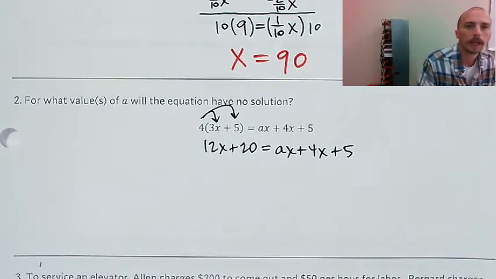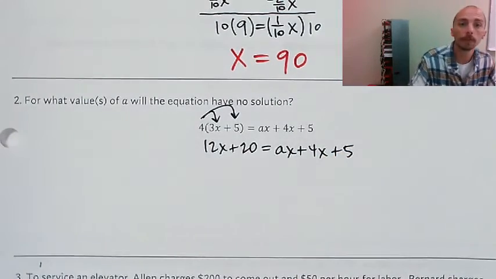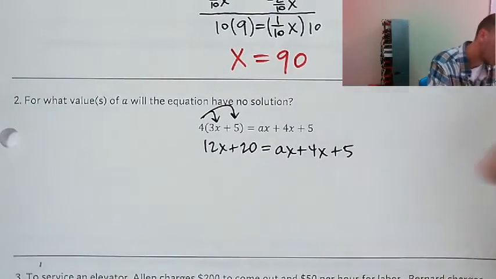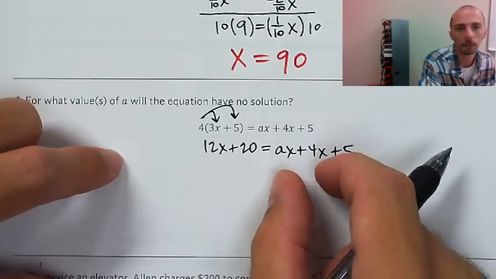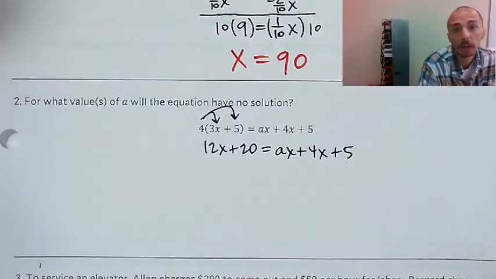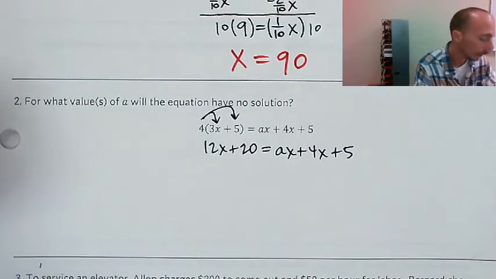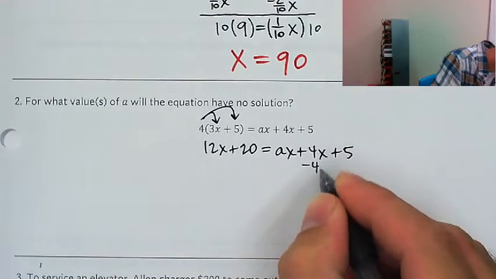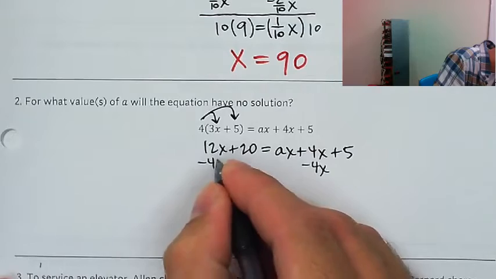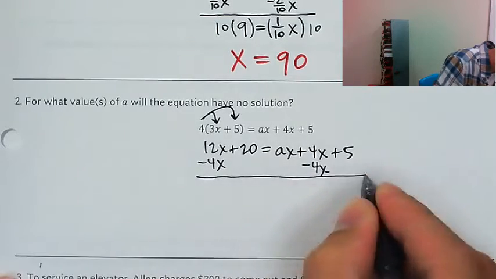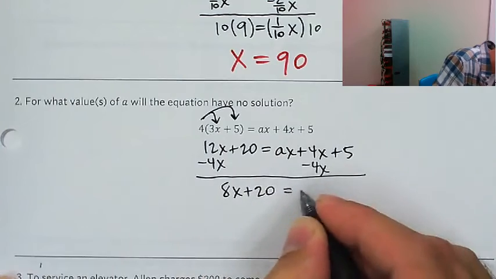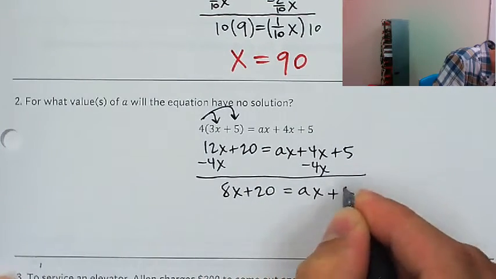And I saw a better way of solving this when I was looking at my students' responses. I had been saying, all right, I need to combine ax and 4x and get 12x. And that's valid. If that's how you see the problem, that's how you should solve it. But I like this approach better. I'm going to start by subtracting 4x from both sides. And then I'll get 8x plus 20 equals a times x plus 5.